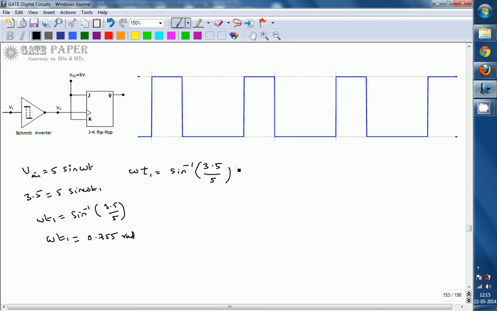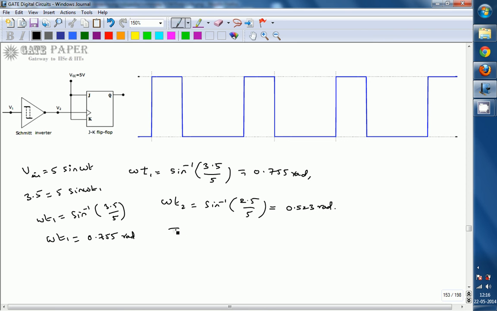Similarly, omega T2 can be calculated. V input is 5 sine omega t, and if V input is equal to 2.5 volts, the time taken to reach 2.5 volts is omega T2. So omega T2 is sine inverse of 2.5 divided by 5, which is 0.523 radians.